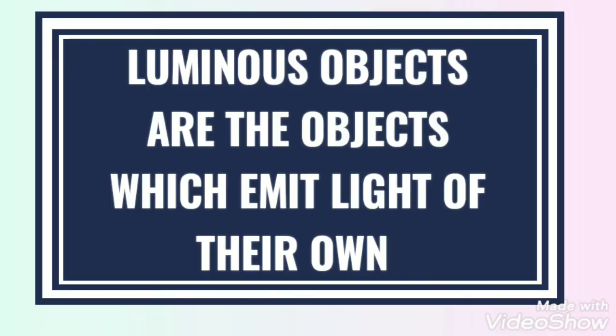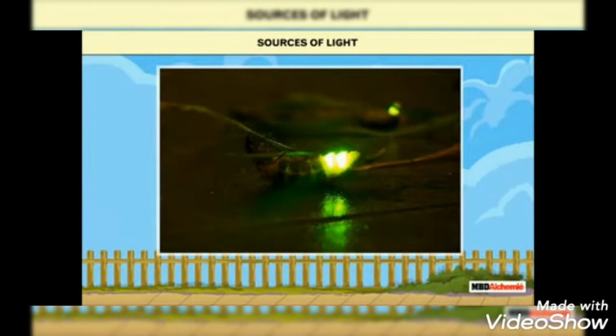Now the objects are classified as luminous objects and non-luminous objects. Luminous objects are the objects which emit light of their own, meaning which have their own light, like the sun and stars. Have you seen a firefly? It has its own light, so it is a luminous object. Glowworm is also a luminous animal and species. Is it clear? So luminous objects are those objects which can emit their own light.